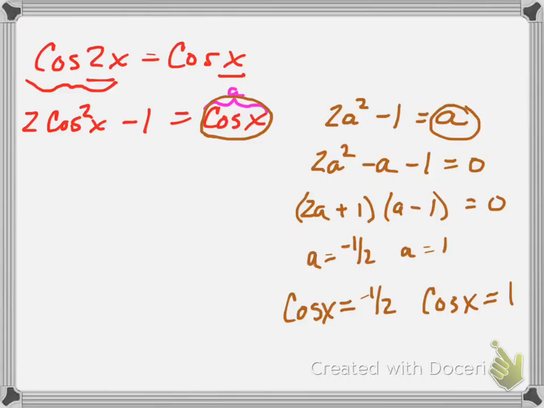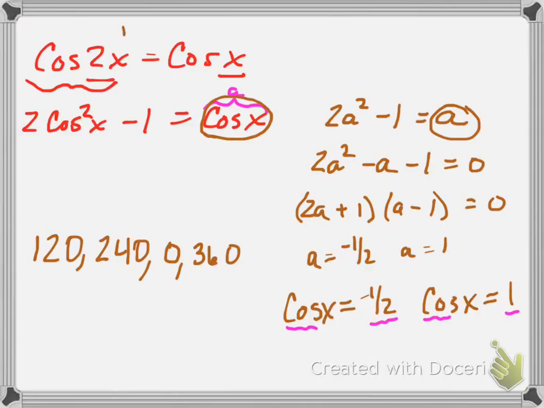So I got rid of them. Took you back to chapter 5. Now we're back in chapter 14. So now I'm going to do the trig functions. What angle has a cosine of negative 1/2? And what angle has a cosine of 1? So you look at your unit circle. Cosine of negative 1/2, 120, 240. Cosine of 1, 0, and 360.